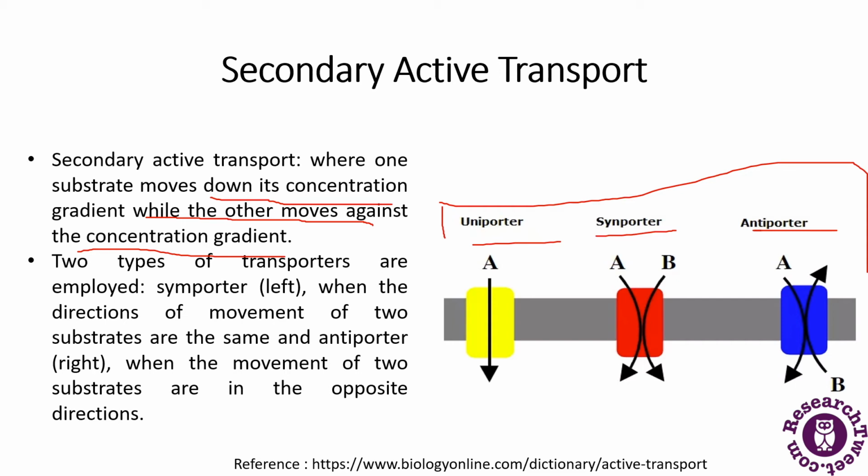And antiporter. In the diagram they are showing the arrows in the downward direction, which means both are in the same direction, and in the antiporter they are in the opposite direction. So the two substrates are in opposite directions. Uniport is only in one direction. There is one arrow showing that only one substrate is moving in one direction. But here two substrates are in opposite directions, that is antiporter. And when the two substrates are in the same direction, that is symporter.